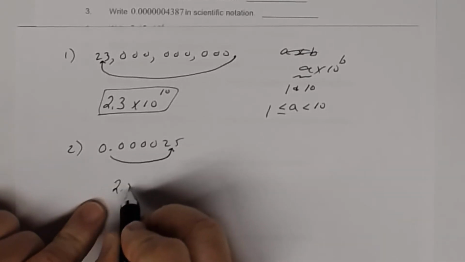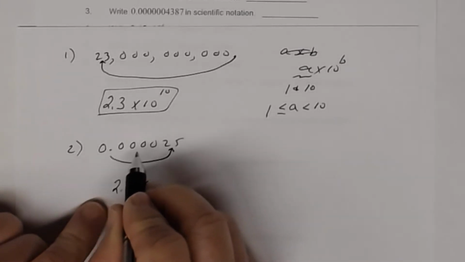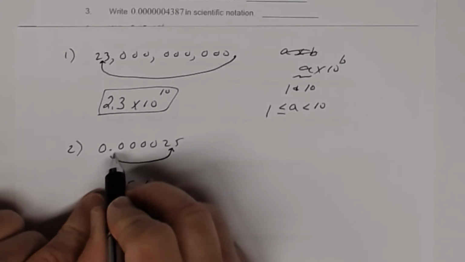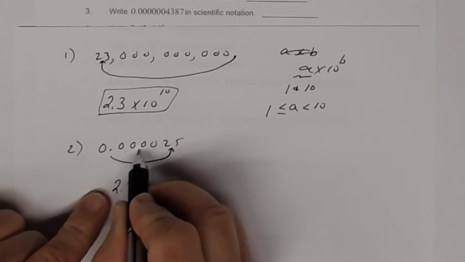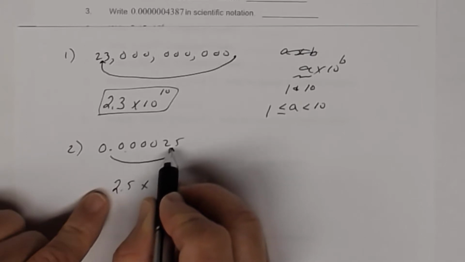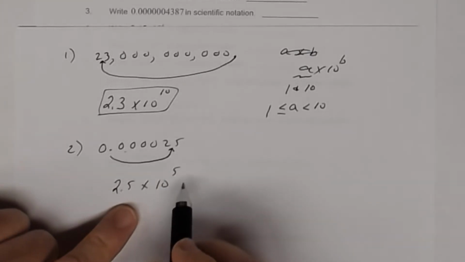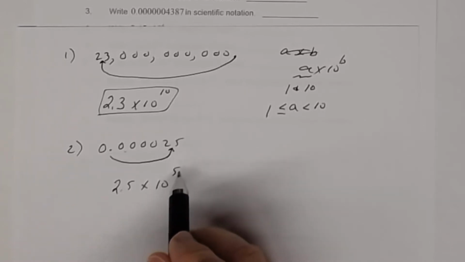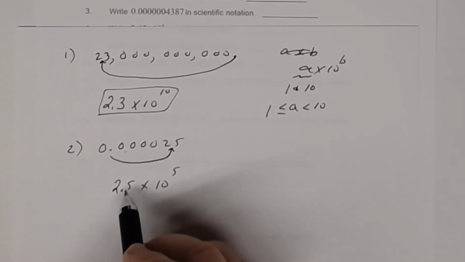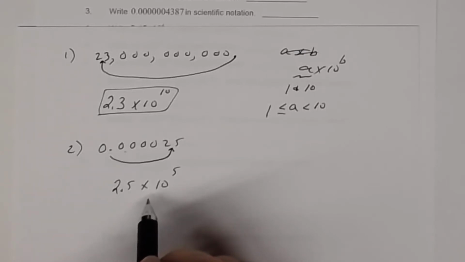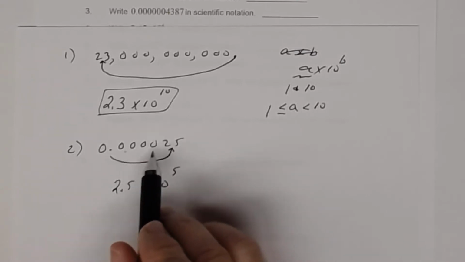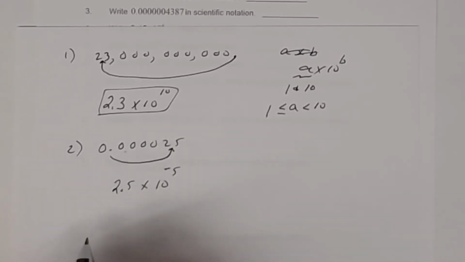So this becomes 2.5 times. Whenever you move the decimal point, you're actually moving by a power of 10. You count the places: 1, 2, 3, 4, 5. So I'm going to say times 10 to the 5th, but then you have to determine whether that exponent is positive or negative. If you leave it positive, 10 to the 5th is a very big number, and multiplying by 2.5 gives a big number greater than 1. But this number, 0.000025, is less than 1. So the exponent has to be negative.